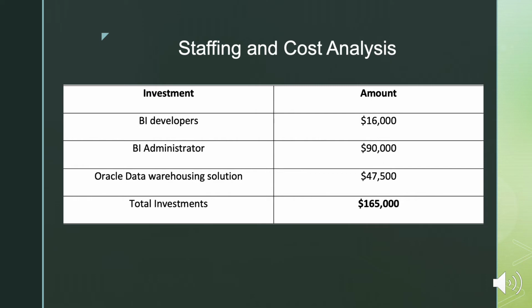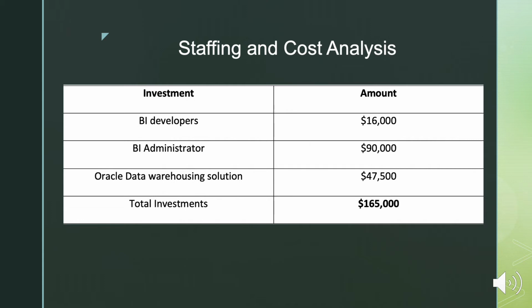Now, the staffing and the cost analysis. As far as staffing, I say it would take about 2 months to get the actual dimensional model implemented and up and running. I say 3 months just in case something goes wrong. Give them about 3 months for the BI developers. So we're going to need two BI developers and one BI administrator.